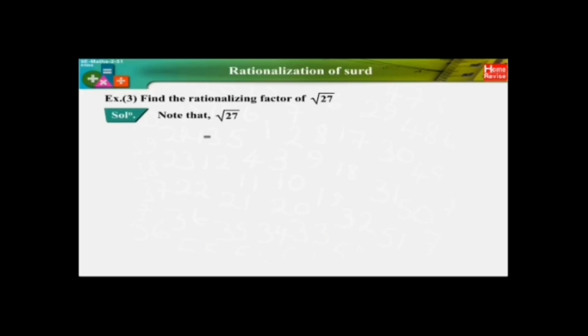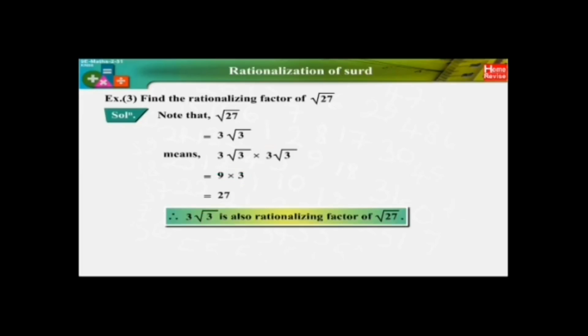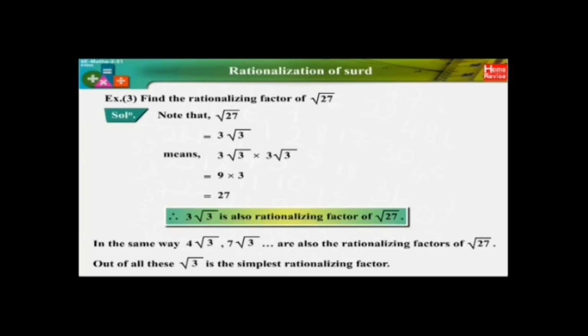Note that root 27 is equal to 3 root 3, so 3 root 3 multiplied by 3 root 3 is equal to 9 multiplied by 3, which is equal to 27. Therefore, 3 root 3 is also a rationalizing factor of root 27. In the same way, 4 root 3 and 7 root 3 are also rationalizing factors of root 27. Out of all these, root 3 is the simplest rationalizing factor.